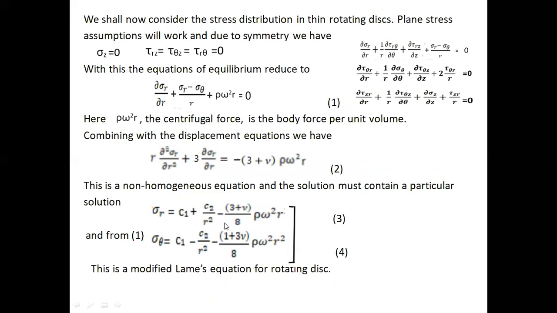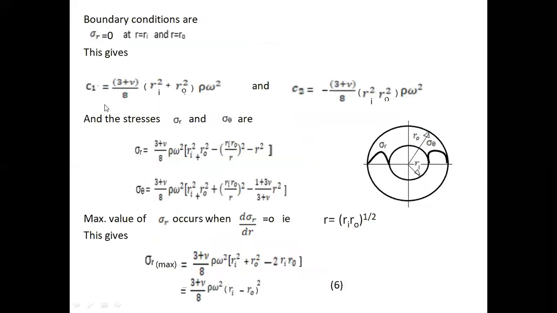Okay, I repeat. We have two conditions: at r equal to Ri, sigma r is 0, and at r equal to Ro, sigma r is 0. So you have two equations for the two boundary conditions from equation 3 itself. If you work it out, you get the two constants: C1 equal to (3 plus nu)/8 (Ri square plus Ro square) rho omega square, and C2 equal to minus (3 plus nu)/8 Ri square Ro square rho omega square. You take it for granted for the time being, and you can work it out in your leisure time. You will find that it is very easy to get.